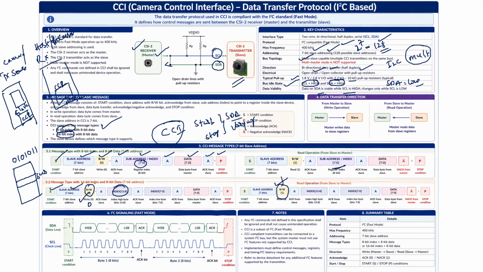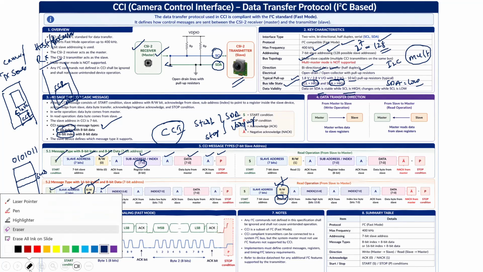Then, when writing data into the slave, at that time the start address and then the slave address with the read or write bit. If it is 0, the write operation is going on; if it is 1, the read operation is going on. Then, after keeping the address, we need to get the acknowledgement, whether we are doing a write or read operation. After that we need to place the index value, either an 8-bit index or a 16-bit index.